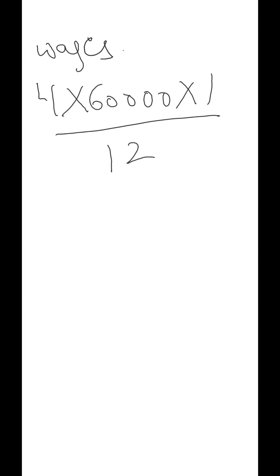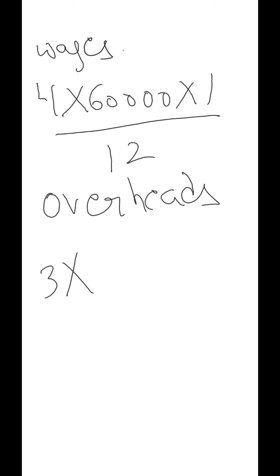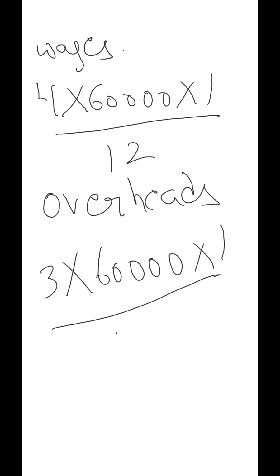Now the last thing, time lag in the payment of overheads. What's there for the overheads? How much cost is there? 3 rupees. Number of units are 60,000. Now, how much time is given? 1 month. That is 1 divided by 12. So all these figures will give you the current liabilities. Clear?